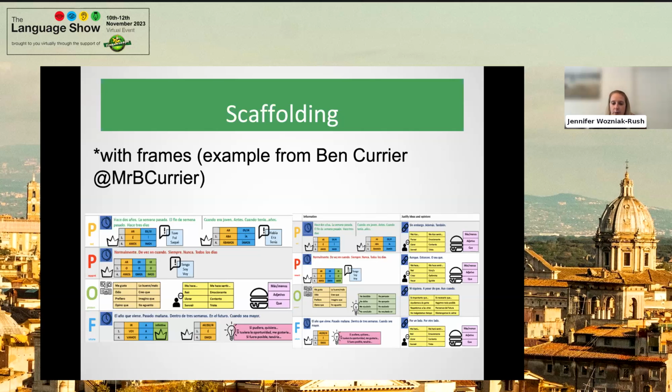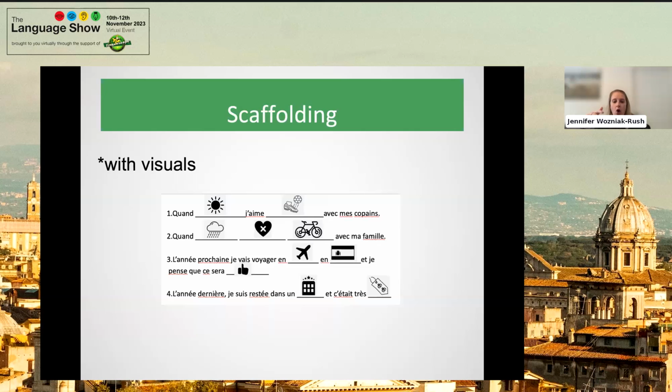Another way to support pupils is to give them, for example, the beginning of the sentence when doing a translation from English to the target language. You could support your pupils by just writing the first letter of each word in the target language. Or you could also have some pictures to help the pupils fill in the gaps. So it's just going to help them with what they could include.